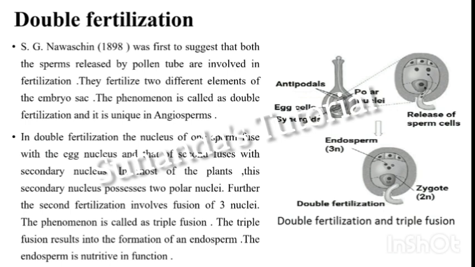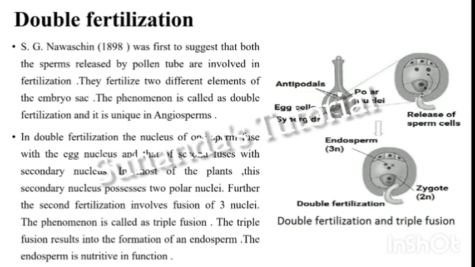Next, after pollination, double fertilization occurs. This double fertilization process was first suggested by Navaschin. He suggested that both sperms released by the pollen tube are involved in fertilization. They fertilize two different elements of the embryo sac. Two sperms are released at the embryo sac, one fertilizes the egg, another fertilizes the polar nuclei, and this phenomenon is called double fertilization.